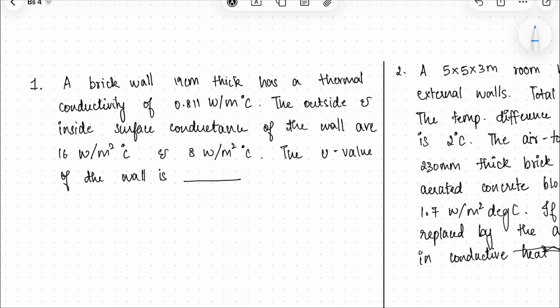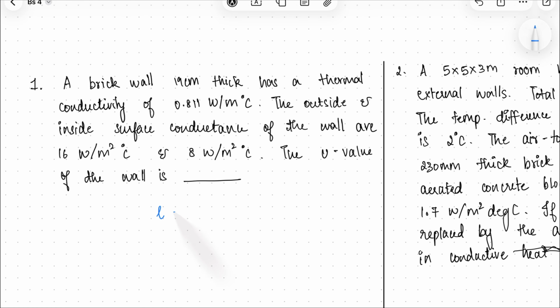A brick wall of 19 centimeter thick has a thermal conductivity of 0.811 watt per meter degree Celsius. The outside and the inside surface conductance of the wall are 16 watt per meter square degree Celsius and 8 watt per meter square degree Celsius. The U value of the wall is, so we have to find the U value. But before that, let's jot down the given parameters here.